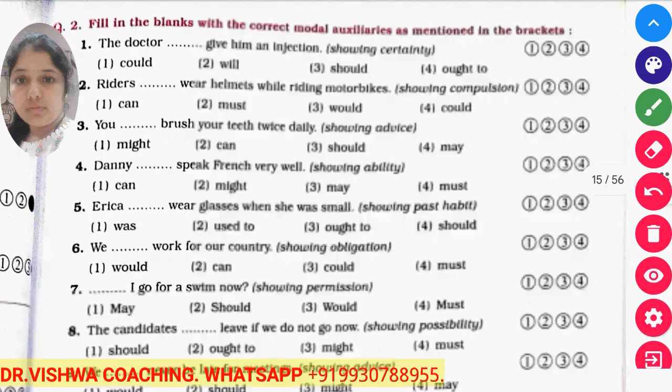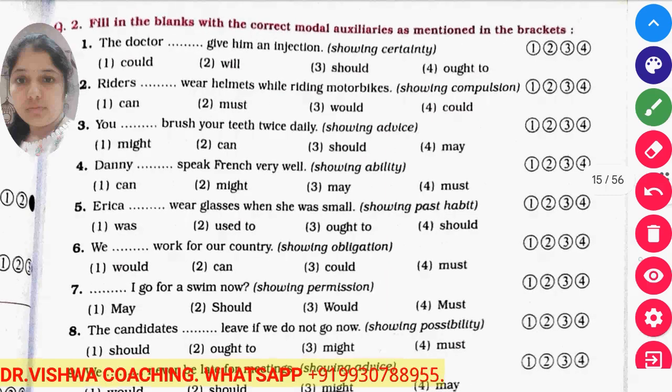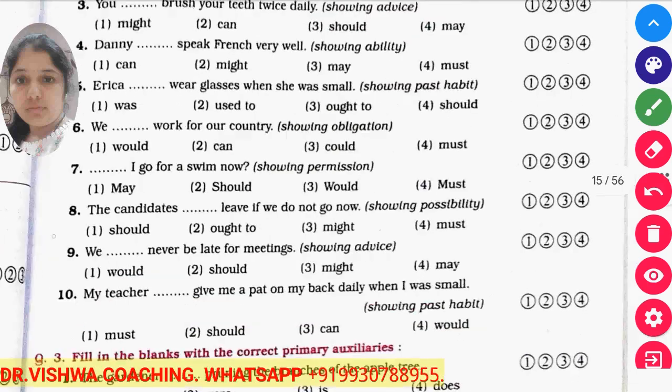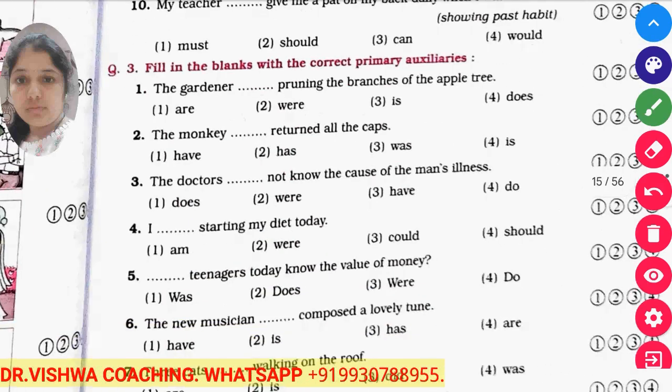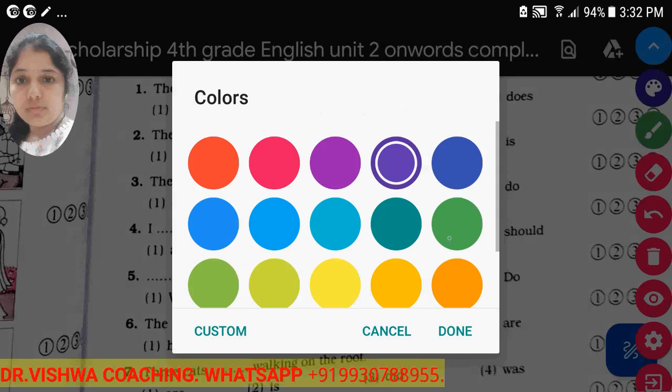Danny dash dash speak French very well. Now you have to show the ability of that person. So can is a proper modal auxiliary verb which shows the ability of doing something. Okay, like this you can solve for 5, 6, 7, 8, 9, 10. We'll move to the next question of the practice exercise.